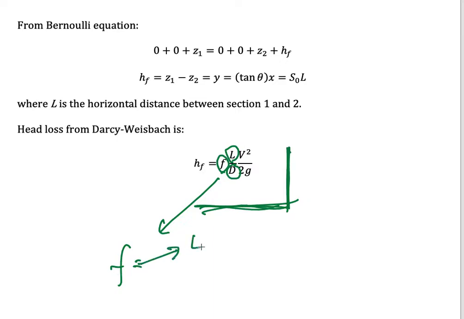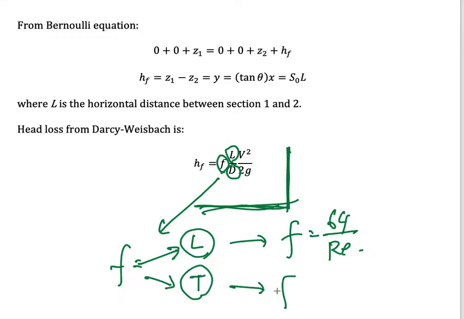The value of f, if the flow is laminar, we can use the equation f equals 64 over Reynolds number. But if the flow is turbulent, we need to take the value of f from the Moody chart. I think you already know how to do this: you calculate the Reynolds number, and then match it with the type of pipe, whether it is smooth pipe, concrete, iron, and so forth, and then you get the value of f in your Moody chart. So this is the basic calculation.